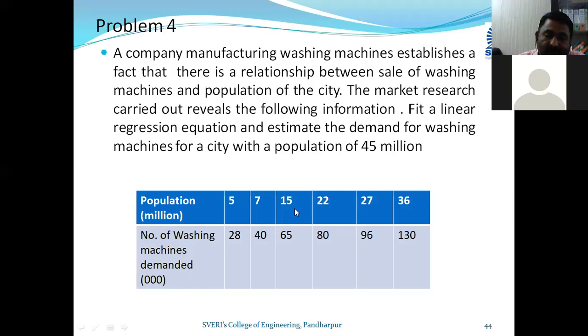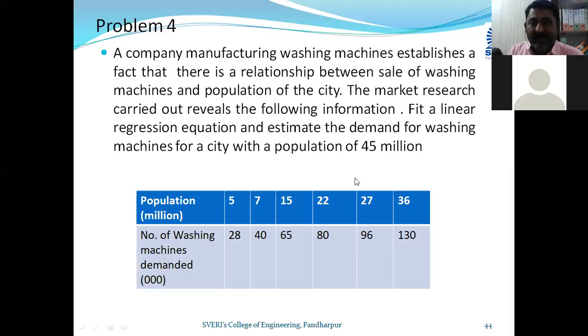40,000. For a city having population of 15 million, the washing machine demand is 65,000. For the city having population of 22 million, the washing machine demand is 80,000. For a city having the population of 27 million, the washing machine demand is 96,000. And for a population of 36 million city, the washing machine demand is 130,000.